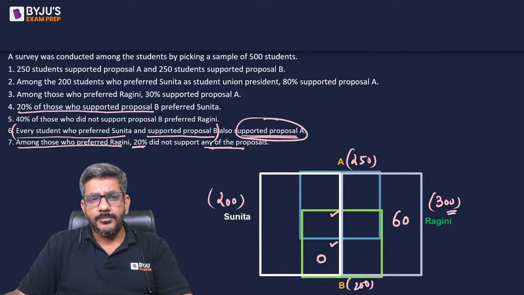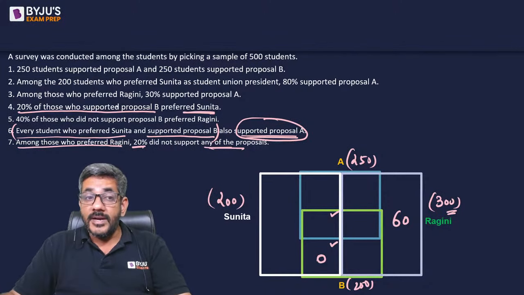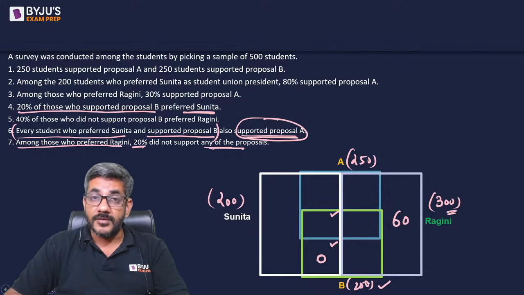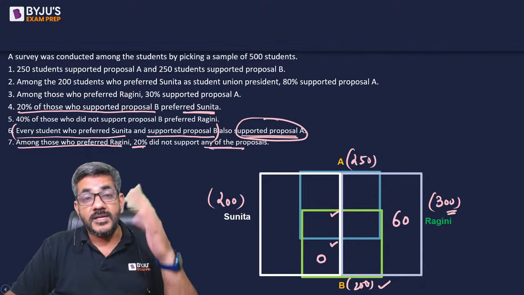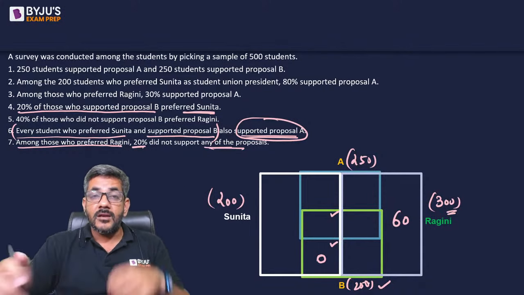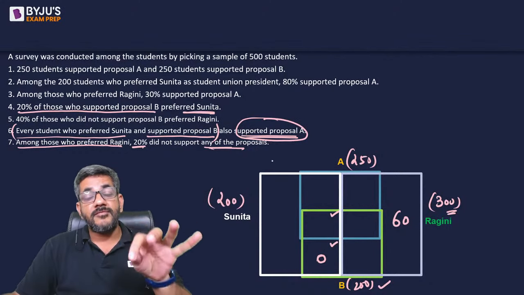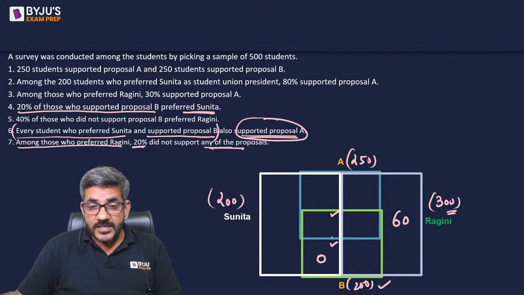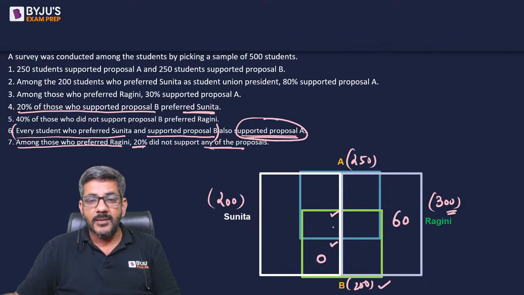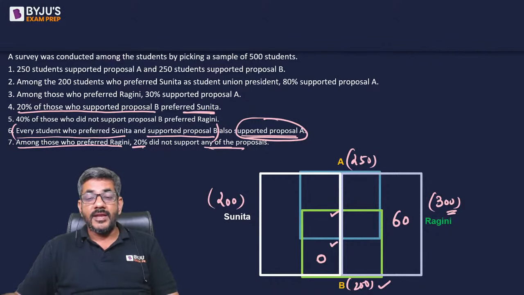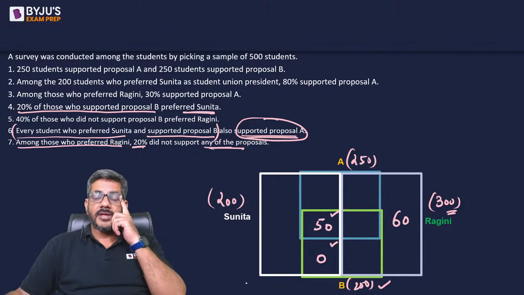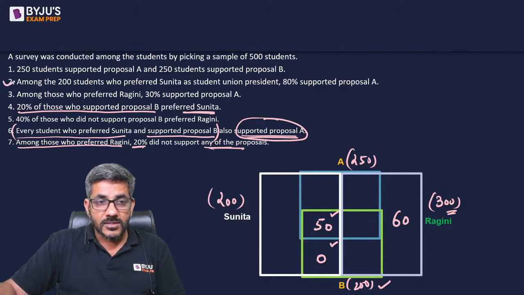Just come to this point. 20% of those who supported proposal B preferred Sunita, right? How many supported proposal B? 250. 20% of 250 is 50. So 50 people who supported proposal B preferred Sunita. So the sum of these two areas, on which I have put up a tick already, should be 50. One area is already 0. The other area would automatically become 50. We got this value?